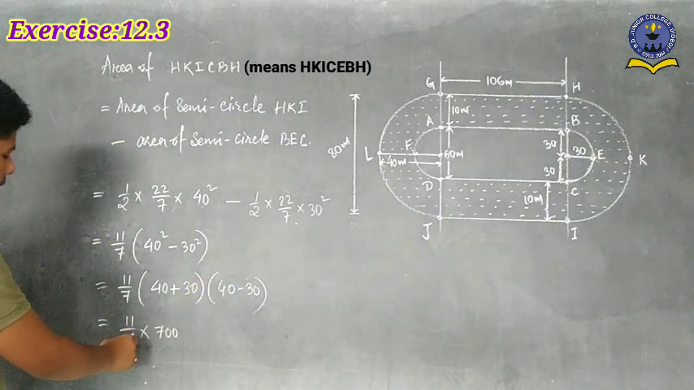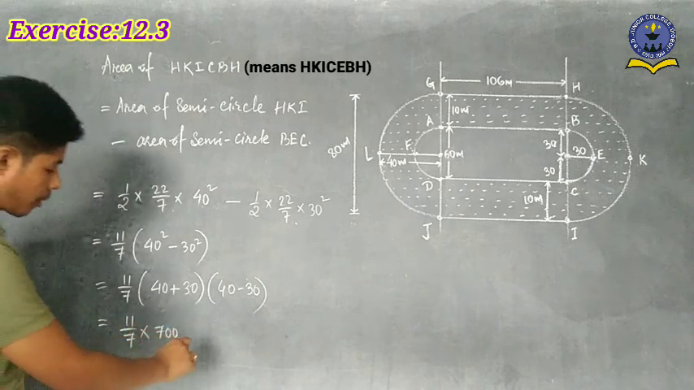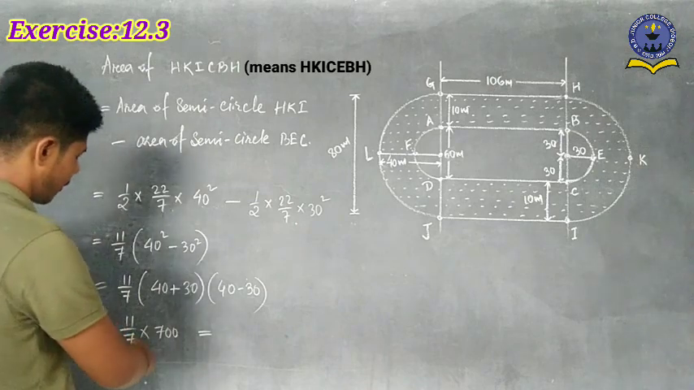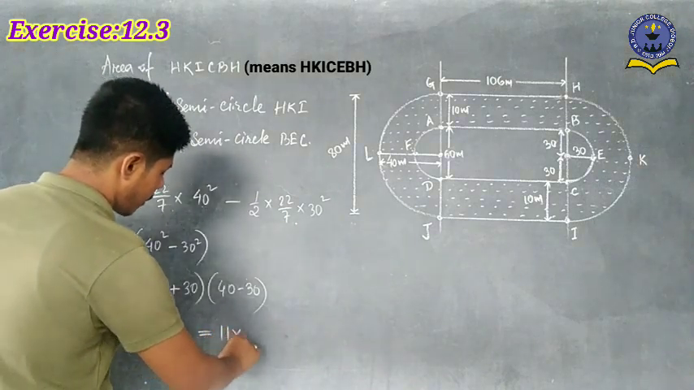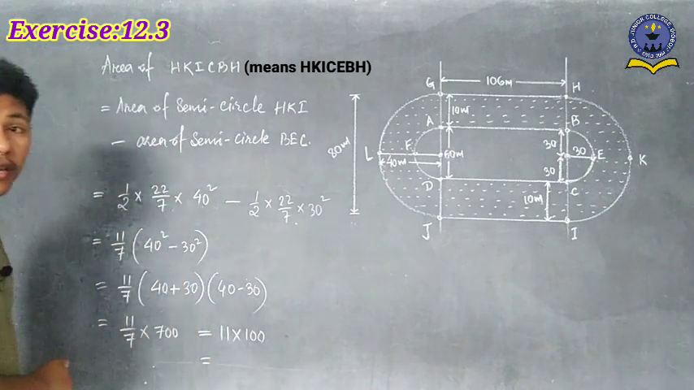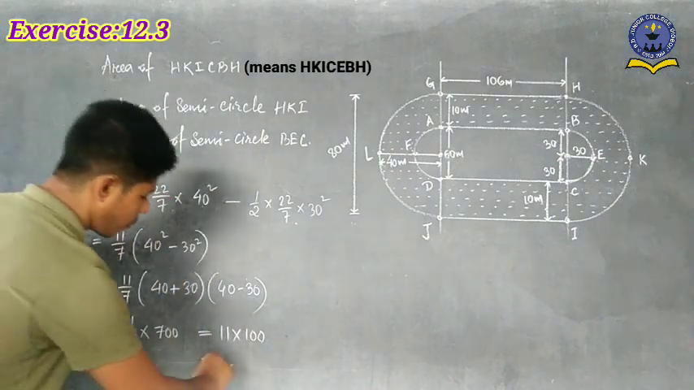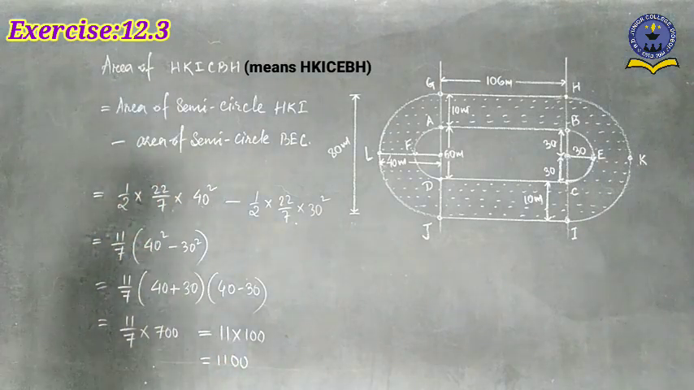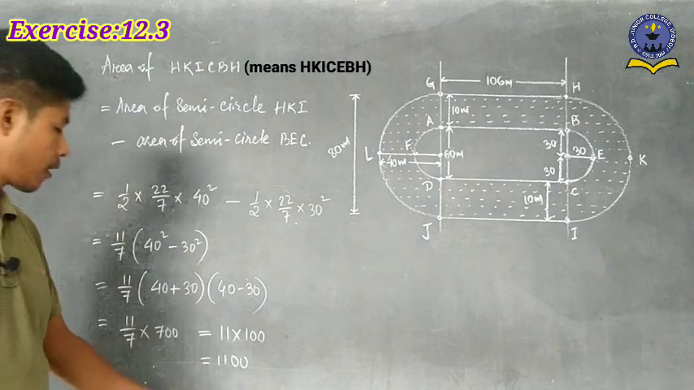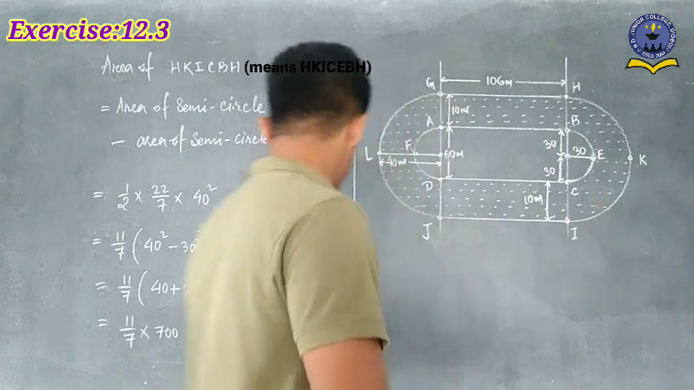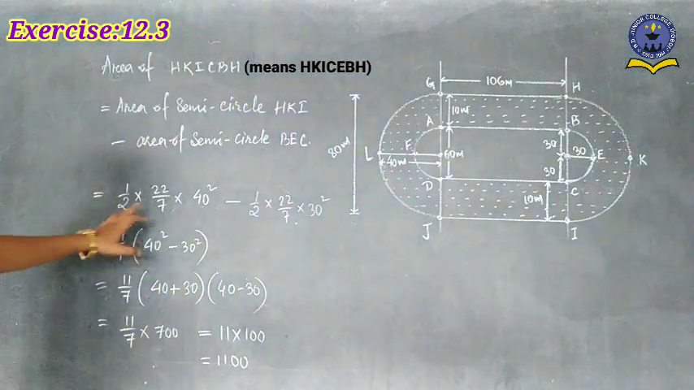So ultimately here, if you calculate this result, then what we get? 700 divided by 7, that means 11 into 100. Or this result we get here, finally 1100. Is it clear? 1100 we get here. So now the area of one portion we get. The area of this portion is what? 1100. I think all of you understood this one.